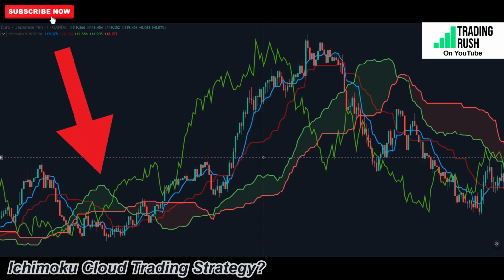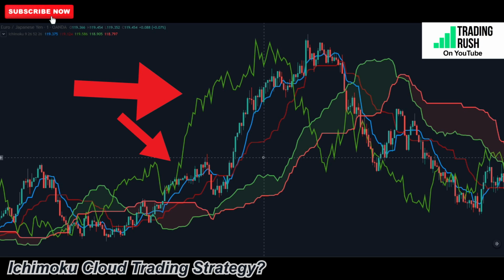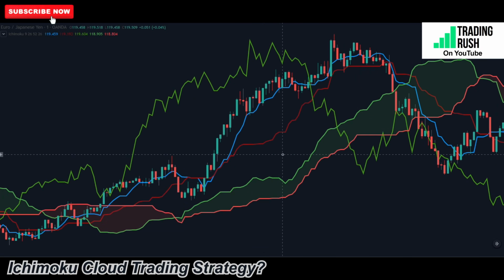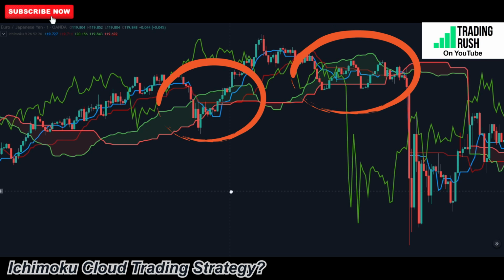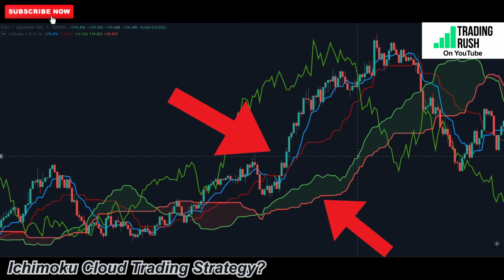If the Ichimoku cloud looks messy, don't take trades. If Ichimoku cloud is easier to read, it means that market is not in a range, and you can take trades. Another important thing to remember is to not take trades when price is between the Ichimoku cloud. Only take trades when price is above or below the cloud.